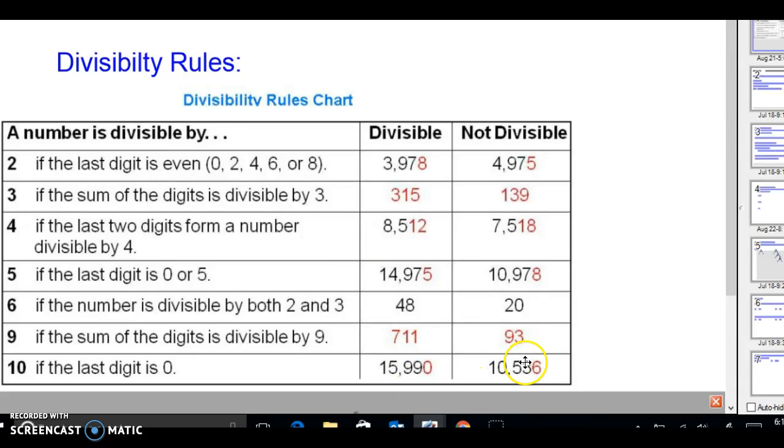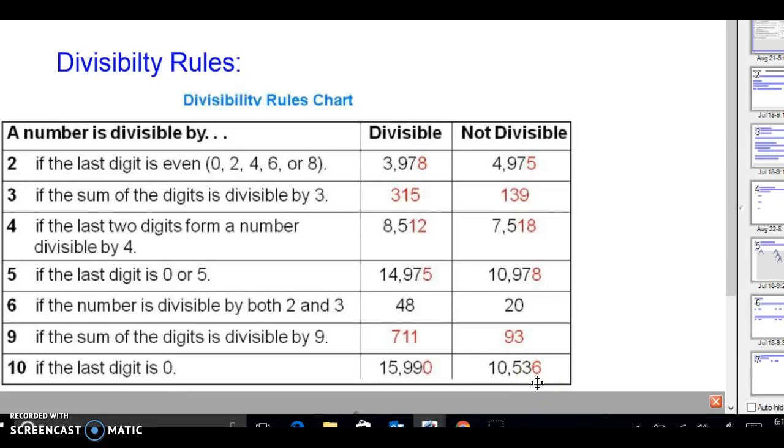Now look at this next number, 10,536. Even though there is a 0 in this number, it's not the last digit, and therefore it is not divisible by 10 because the last digit is 6 and not a 0.